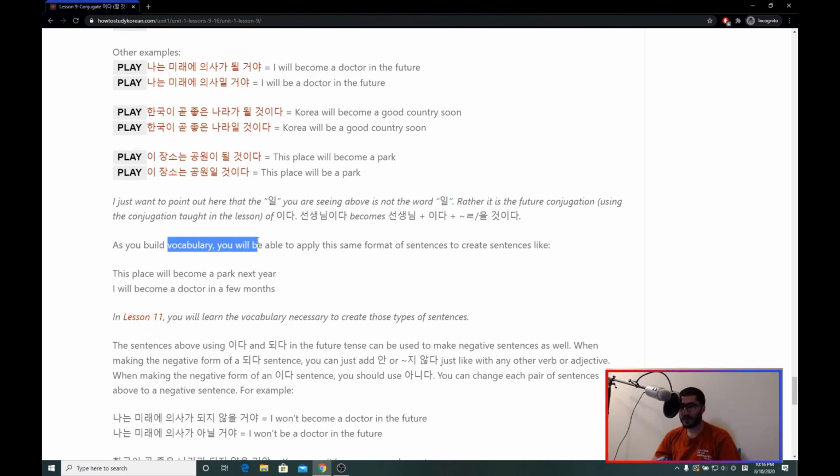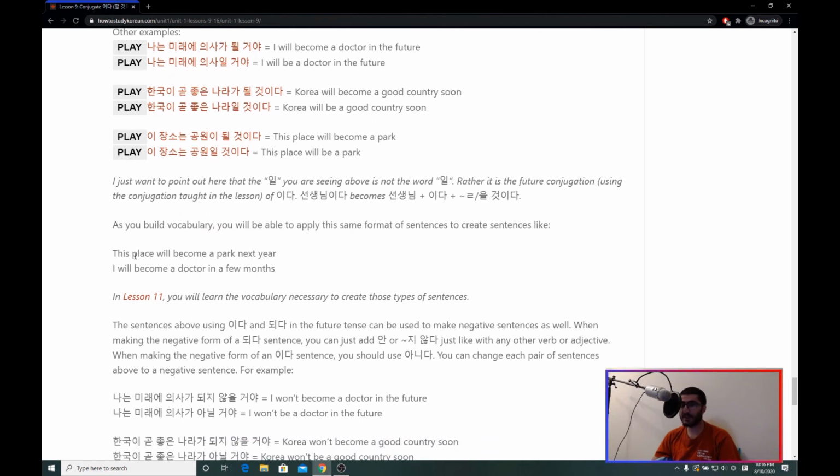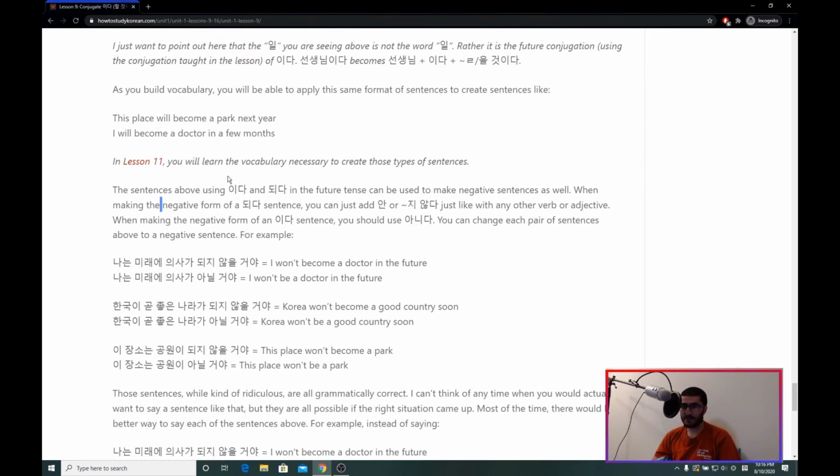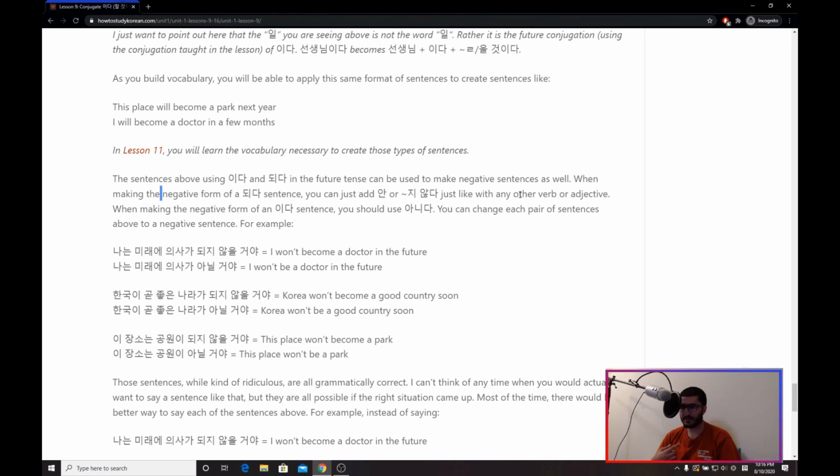Alright, as you build vocabulary, you will be able to apply the same format of sentence to create something like this place will become a park next year, or I will become a doctor in a few months. So, the sentences above, using 이다 and 되다 in the future tense, can be used to make negative sentences as well. So we learned negative sentences last episode.